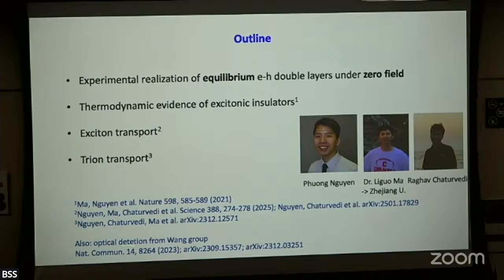And I should also mention, there are similar studies of the same system from Fan Wang's group using the optical technique. I talked about the optically detected resistance and the capacitance on Monday. So ours is mainly just electrical transport.